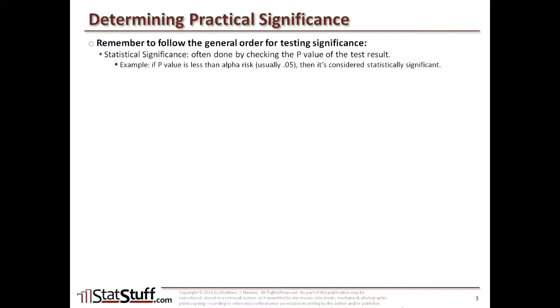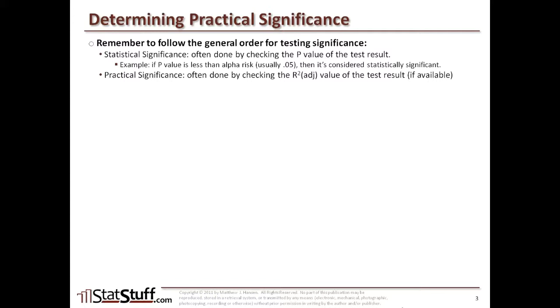So as you're working through some tests, you need to remember to follow a general order for testing significance. First of all, you test for statistical significance. That is often done by checking the p-value of the test result itself. So as an example, if you have a p-value that's less than the alpha risk, which generally might be like 5% or 0.05, then it's generally going to be considered statistically significant.